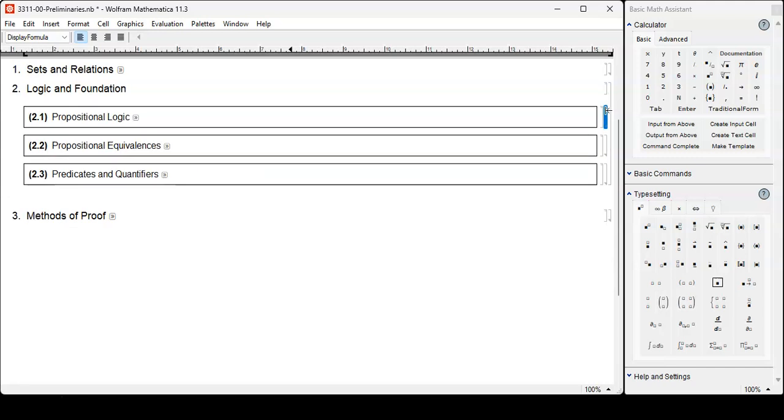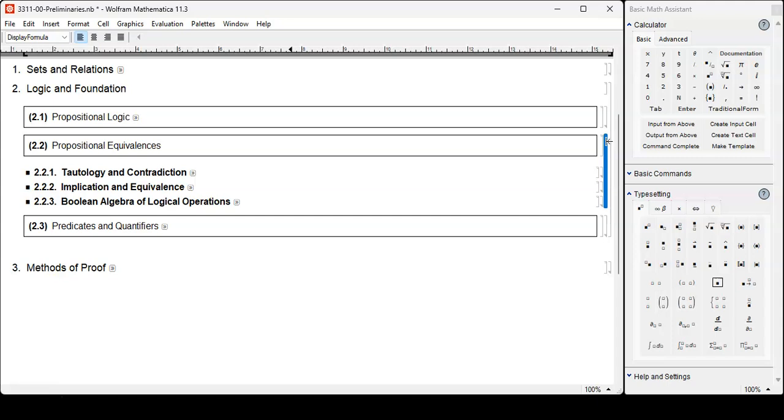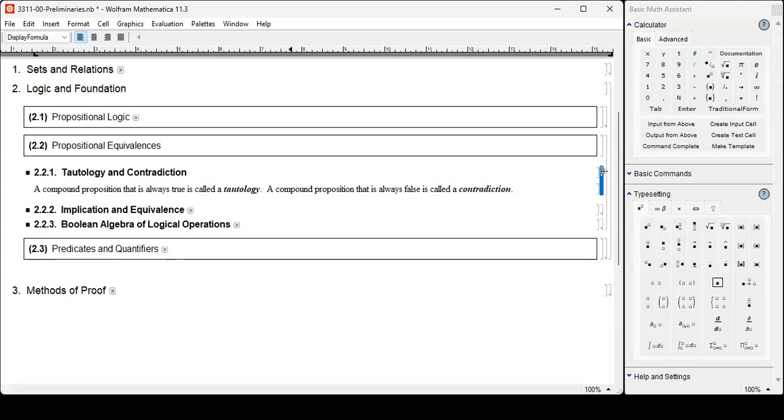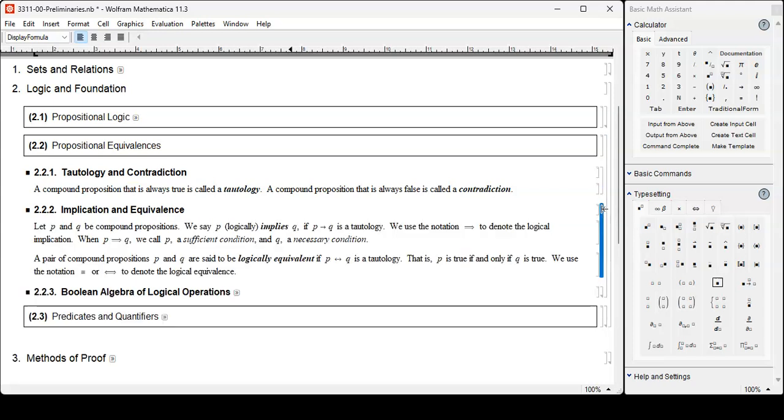Okay, that was subsection 1, propositional logic, and we have enough time for maybe a little bit more. Let's talk about some propositional equivalences, tautology and contradiction. A compound proposition that is always true is called a tautology, and one that is always false is called a contradiction. Looks like those are trivial, but it turns out the tautology is very, very useful for us, especially when we combine that with a conditional statement.